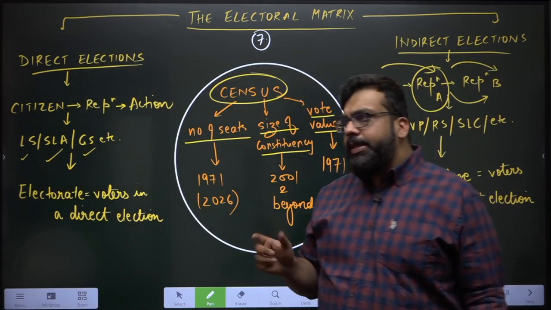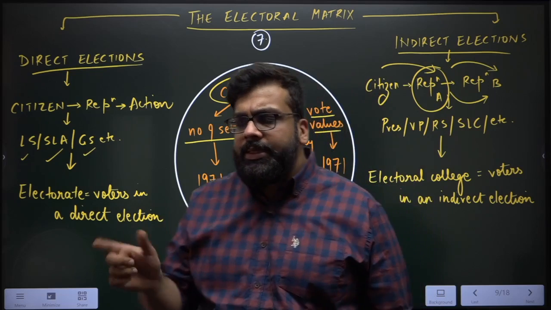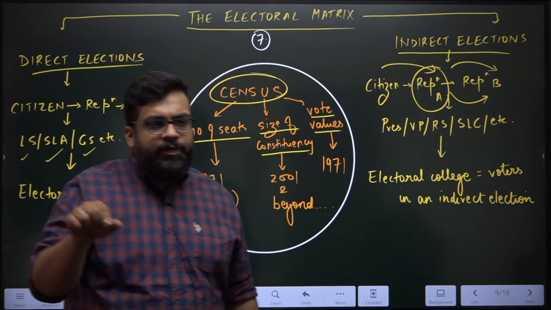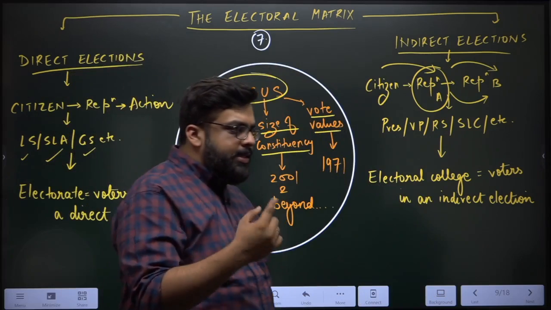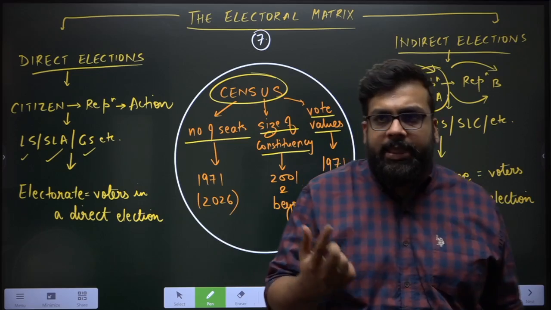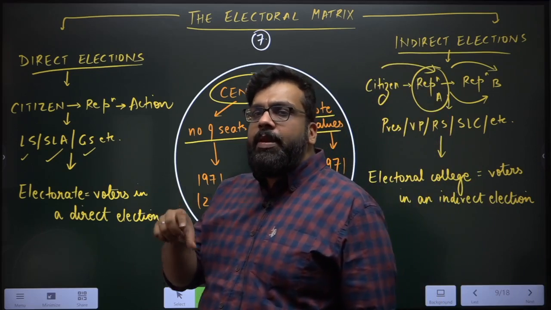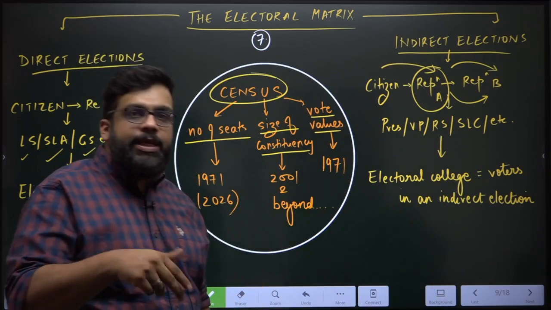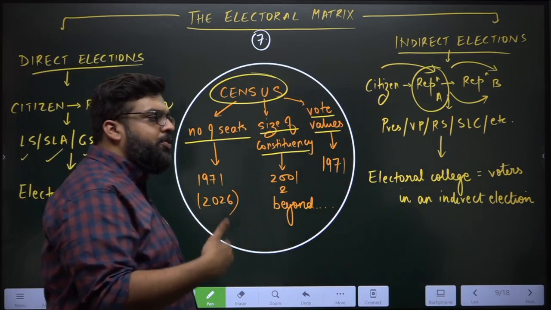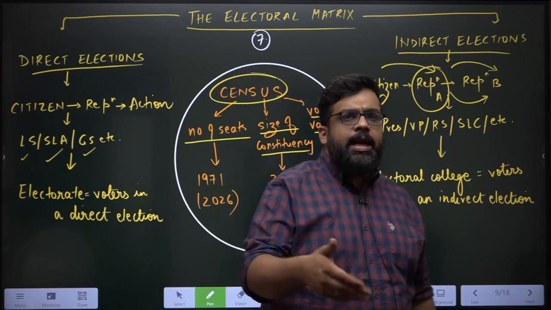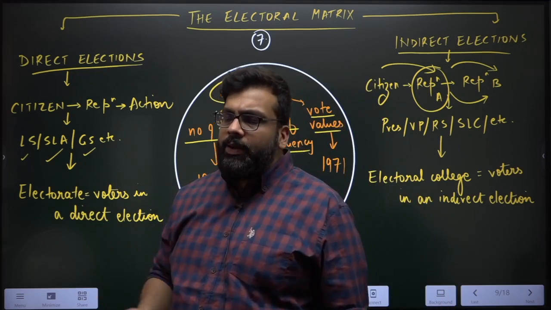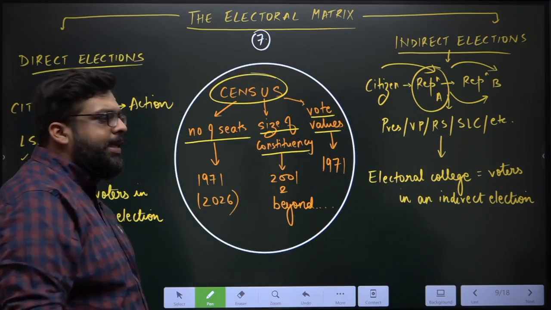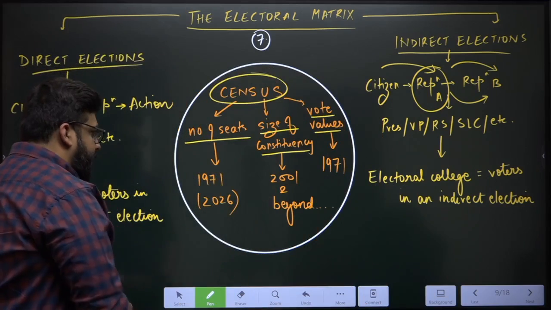The general principle is that barring a 15% margin given by ECI, the size of constituencies in a state should be such that approximately the same number of people reside in each of those constituencies. And when you change that, it's called delimitation, which is done through the Delimitation Commission, whose orders can't be challenged in a court of law under ordinary circumstances. We'll come to that later. But that's what is called the size of constituency, and of course vote values.